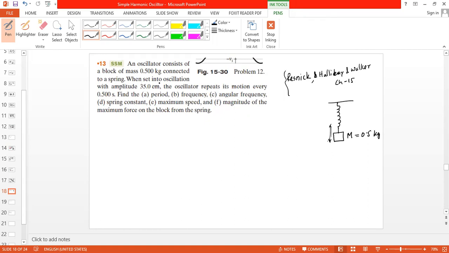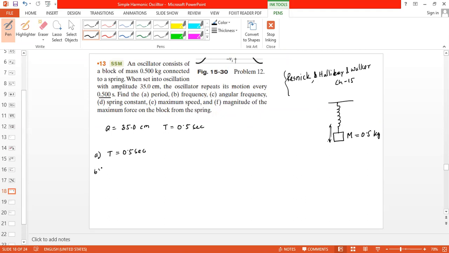They are saying that it is set with an amplitude of 35 centimeter, and the oscillator repeats its motion in every 0.5 second. What does this mean? The time after which the oscillator repeats its motion is called the time period. They are asking us to find the time period. The time period is 0.5 second. So in part A, the time period T equals 0.5 second.